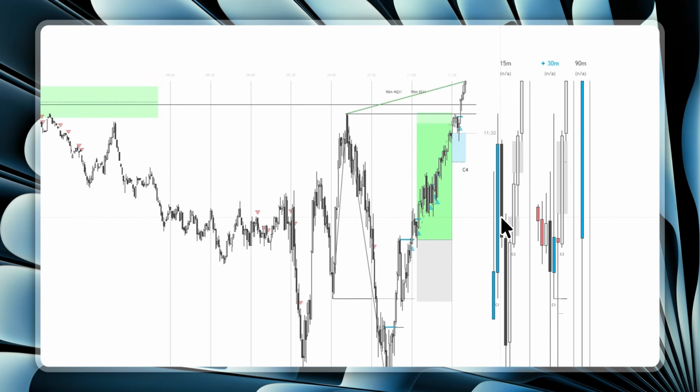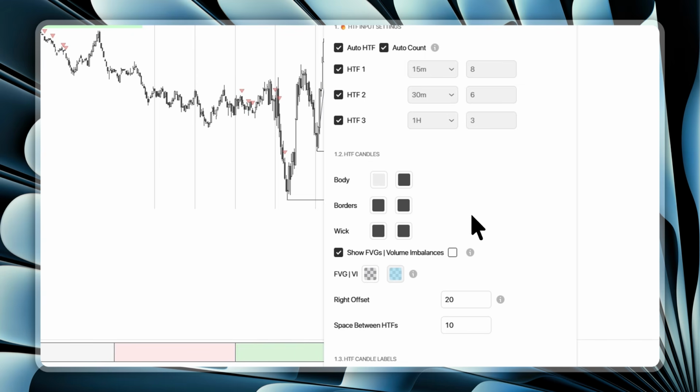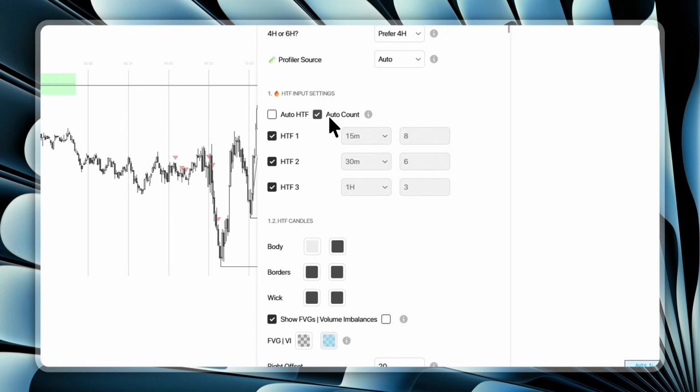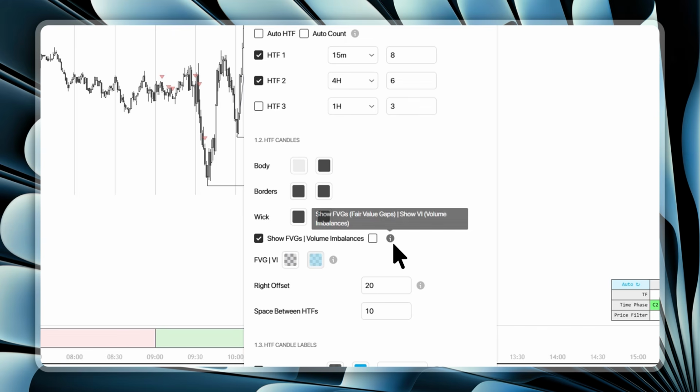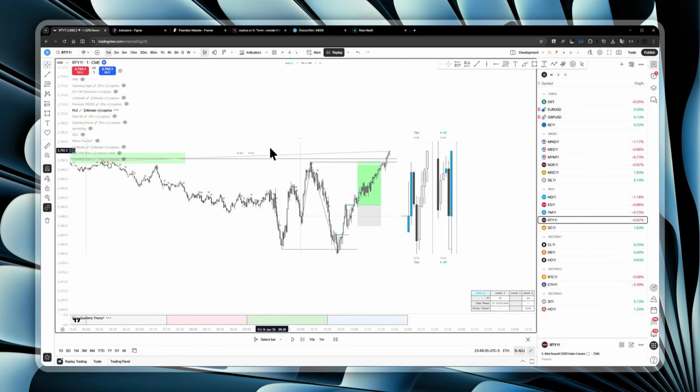But if I change this to, for example, your request, like you asked for 4 hours to 15-minute to 1 minute chart. We're on the 1 minute chart right now. If I turn this off and I turn this off, and I use HTF1 as 15-minute, use HTF2 as the 4-hour chart, and I turn off HTF3 since you don't need that, you're going to see that these vertical lines are going to space out, and you're going to see a lot more fake signals.